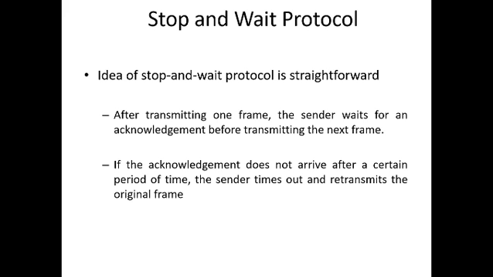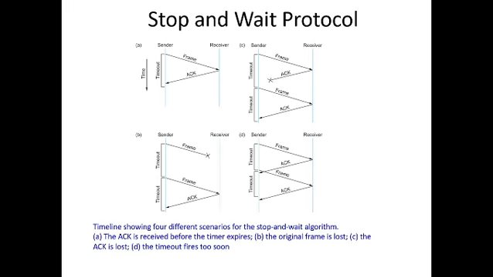It is the simplest flow control method. In this, the sender will send one frame at a time to the receiver. The sender will stop and wait for the acknowledgement from the receiver. You can see here there is a timeout mechanism.